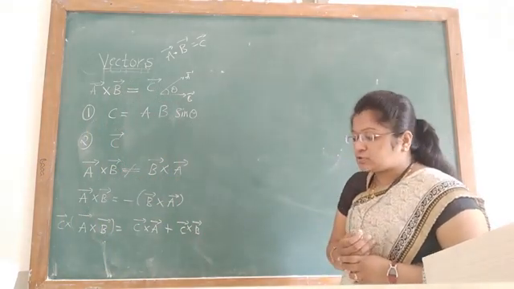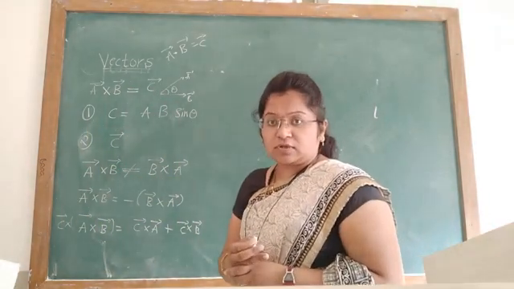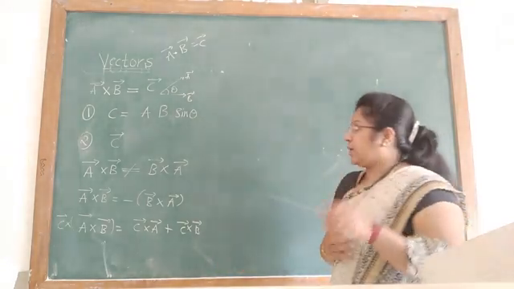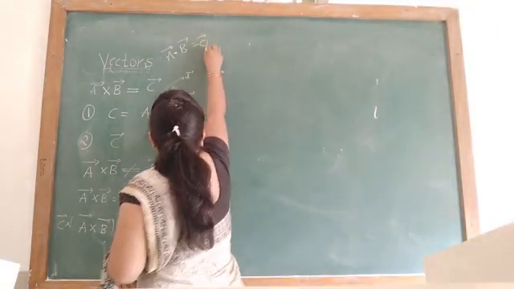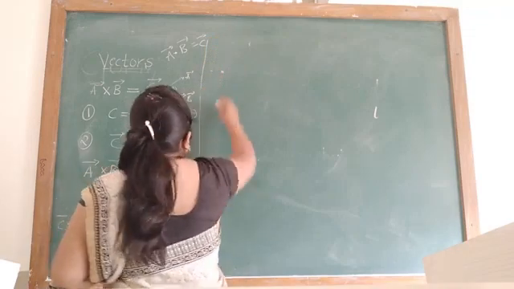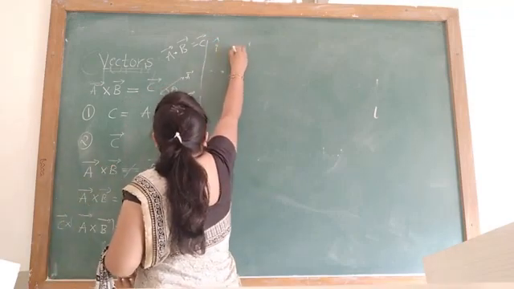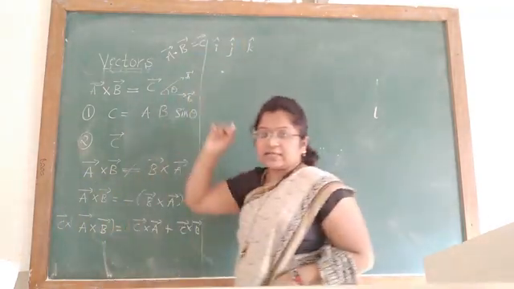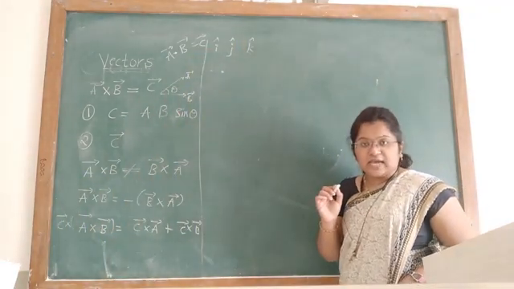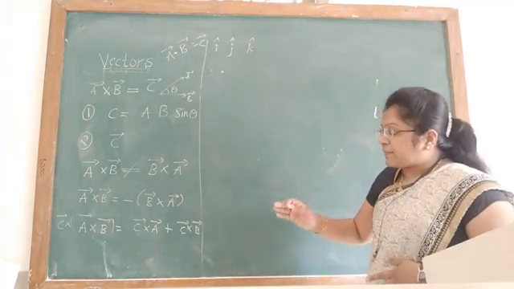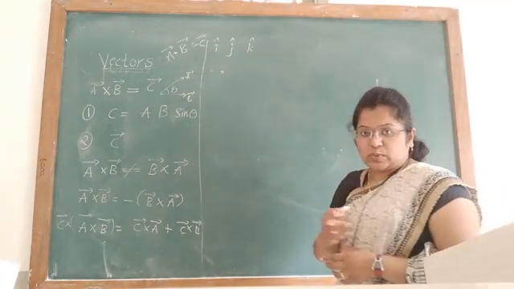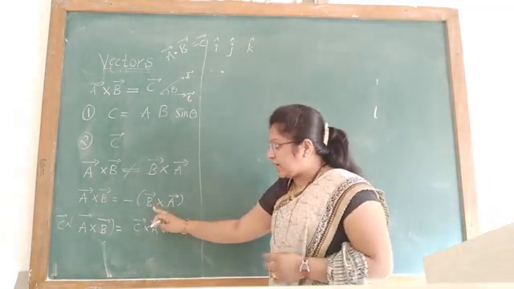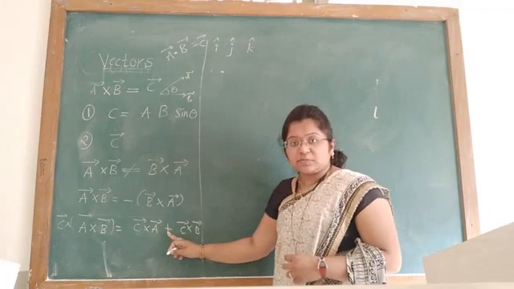By these rules, you can apply them considering three unit vectors, that is i cap, j cap and k cap. These are the three unit vectors we have, so we can apply these rules to these vectors. Okay, what rules? See here. This is about A cross B, and this is about A cross B cross C.